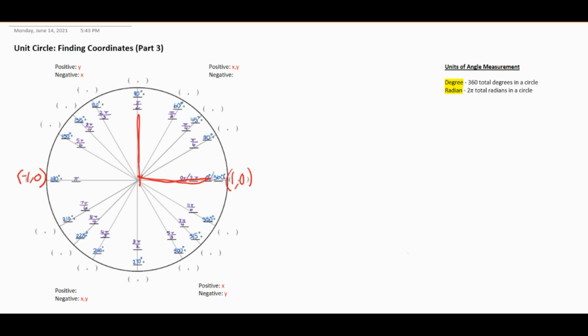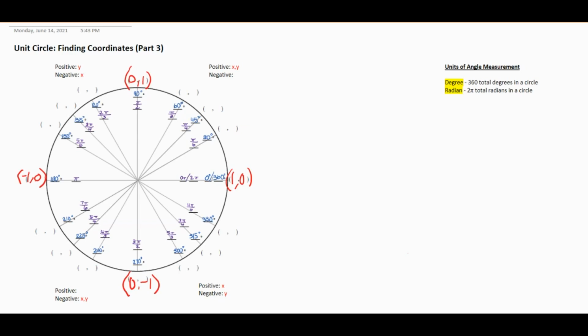Now we can fill in the 90-degree angle. As you can see, we move up 1, and we do not move along the x-axis in either direction, meaning our point would be 0, 1. For the 270-degree angle, as you can see, we also move along the y-axis, but not along the x. Although in the y-axis, we move along the negative direction, meaning we would have 0, -1.